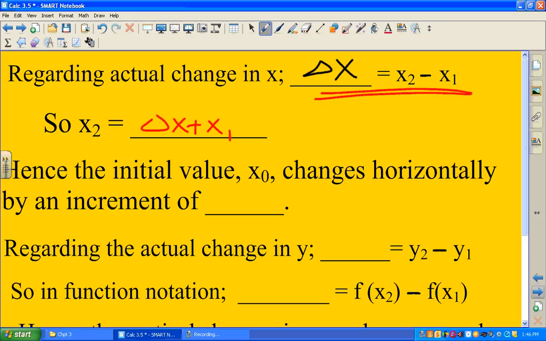Hence, I love the word hence. I must have been in a good mood that day. Hence, the initial value, x sub 0, changes horizontally by an increment of blank. This means your initial value. The initial value, how far are you changing it? No. Changing it. Delta x.